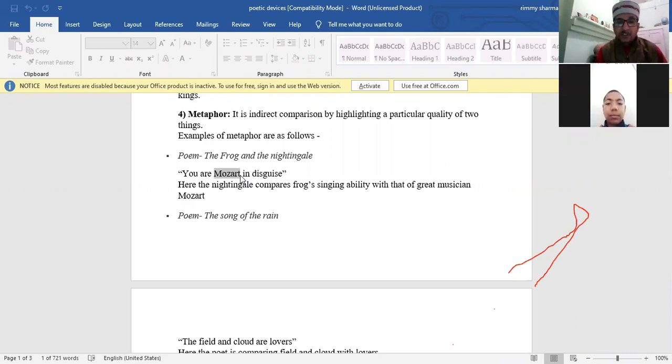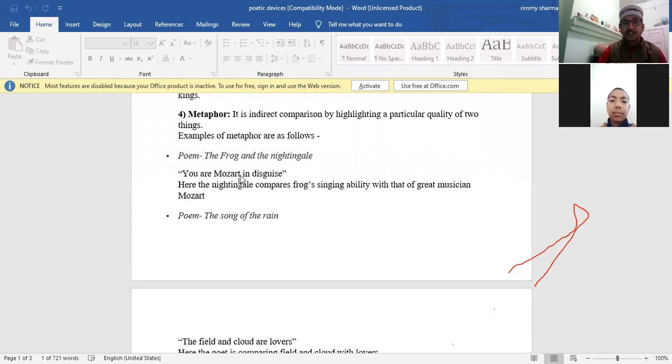Anyways, this musician was Mozart in disguise. Disguise means, you know what is disguise? When you are hiding your appearance. So you are Mozart in disguise. So she is comparing the frog. In this poem, the nightingale is comparing the frog to Mozart, being a very, very good musician. So here the nightingale compares the frog's singing ability to that of musician Mozart. So hence, this is a metaphor.